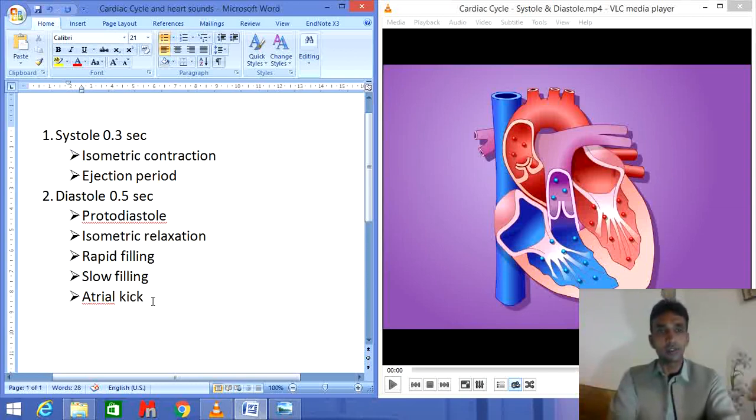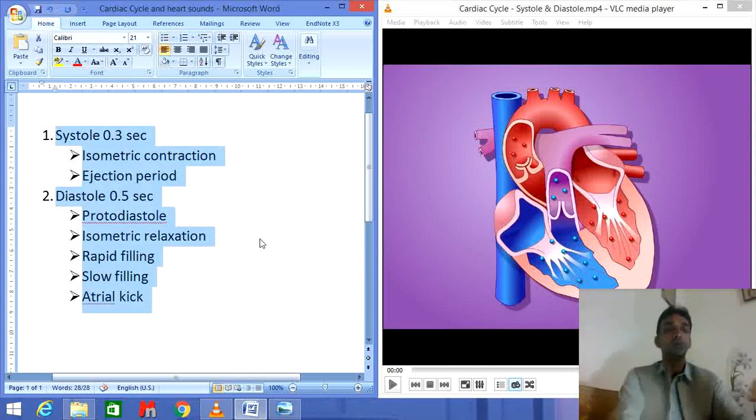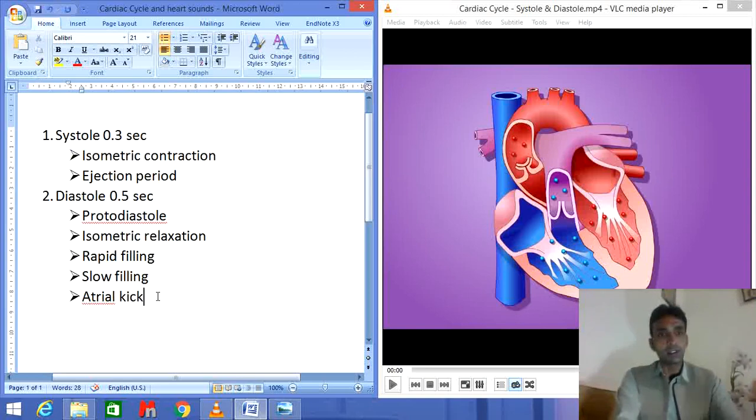All these steps combinedly make the cardiac cycle, which takes 0.8 second, which is the repetitive cycle of the heart, during which 70 ml of the blood is pumped from each ventricle of the heart towards the aorta or the pulmonary trunk.